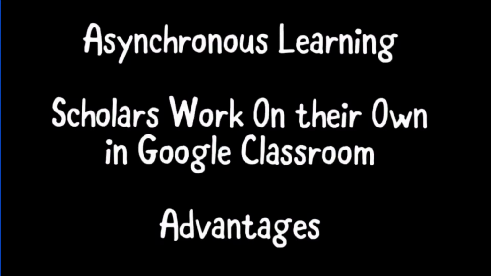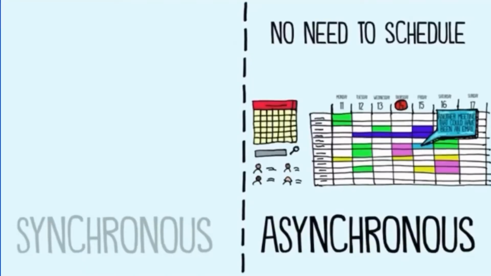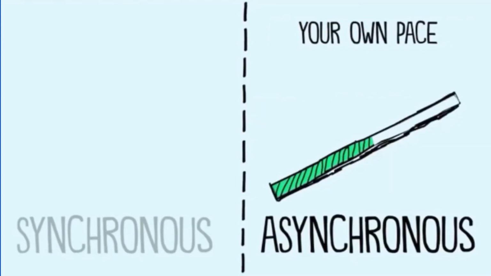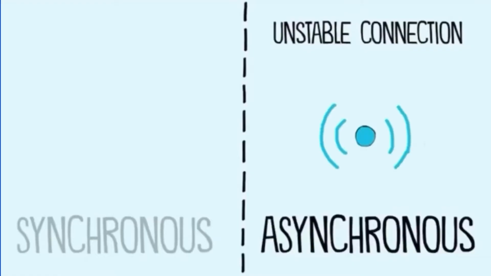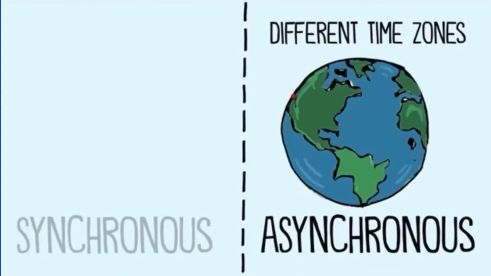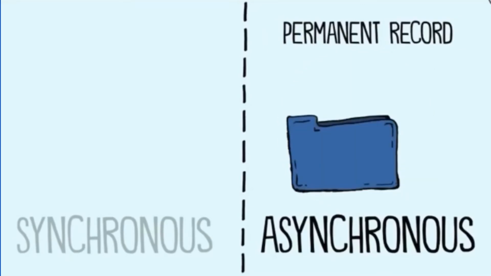Now let's look at the advantages of asynchronous learning when scholars are working on their own in Google Classroom. Scholars do not need to worry about being on time to asynchronous lessons. They can work at their own pace, and there are fewer disruptions. They also don't need to have a stable internet connection all the time. They can even work from different time zones, and it is easier for us to record all of the communication and work that they do.